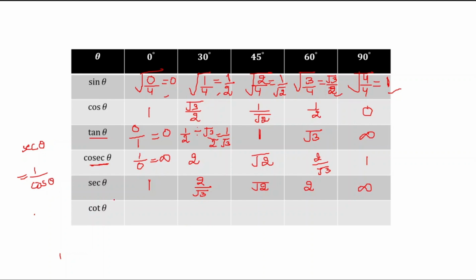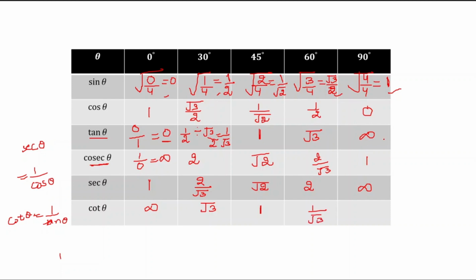Coming to cot theta, it is the reciprocal of tangent theta, right? Whatever the value of tangent theta is, just do the reciprocal of that. Your tangent 0 is 0, so cot theta would be 1 over 0, infinity. Your tangent 30 is 1 by root 3, so cot 30 would be root 3 over 1, which is root 3 itself. Tangent 45 is 1, so cot 45 would be 1 over 1, which is 1. Tangent 60 is root 3, so cot 60 would be 1 over root 3.